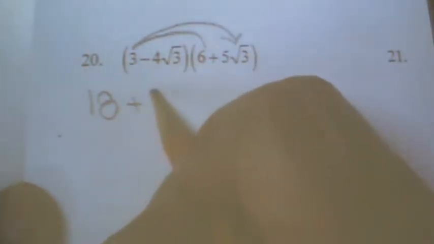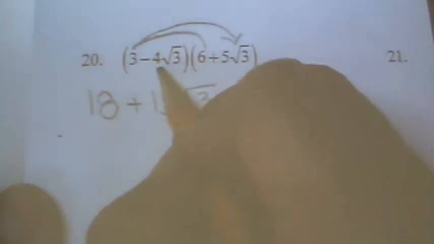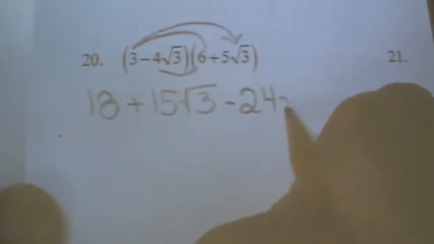Okay. Now, are these conjugates? No. Again, you have to FOIL. What's 6 times 3? 18. What's 3 times 5 root 3? 15 root 3. Mhm. What's negative 4 root 3 times 6? Negative 24 root 3.